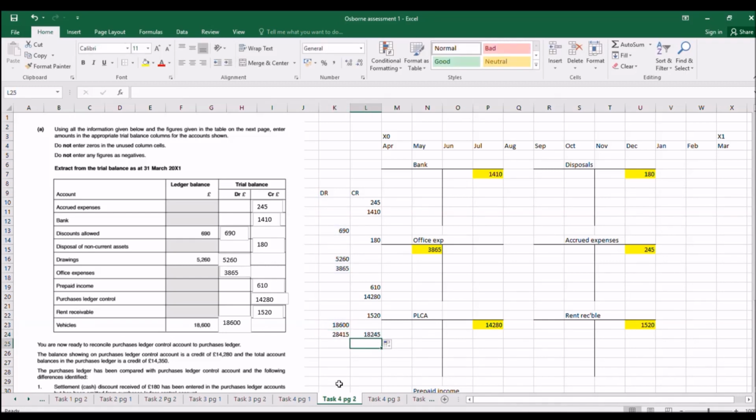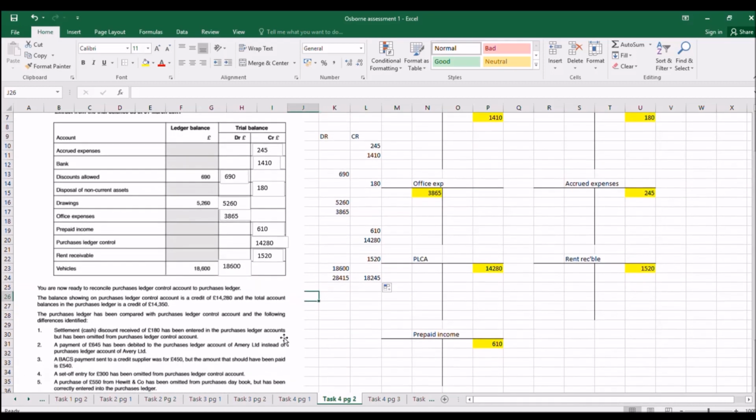Okay, so it's different. So we have got a difference really on our... I'm now going to whack in suspense account. You're now ready to reconcile the purchase ledger control account to the purchase ledger, right? Oh, so we've got some suspense going on here. Right. So the balance showing on the purchase ledger control account is a credit of 14,280. And the total amount of the purchase ledger is 14,350.